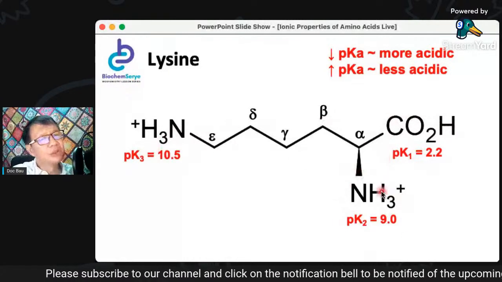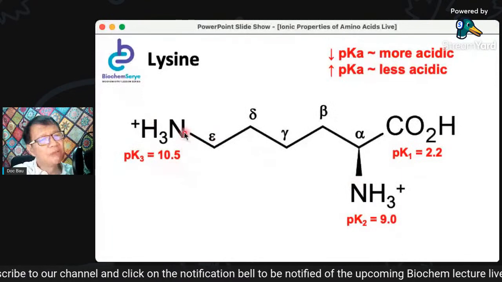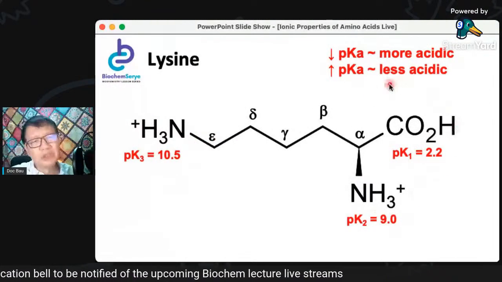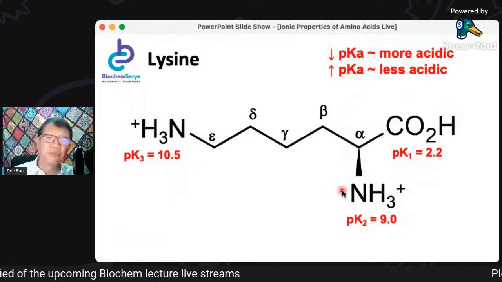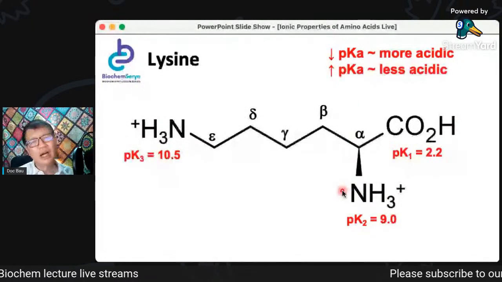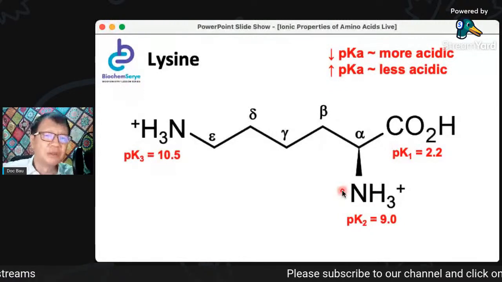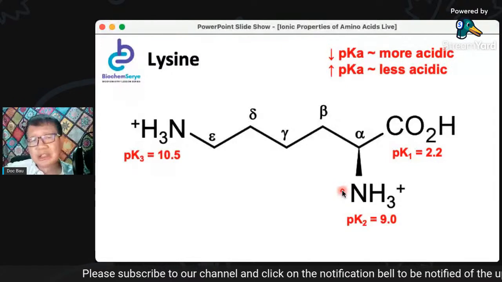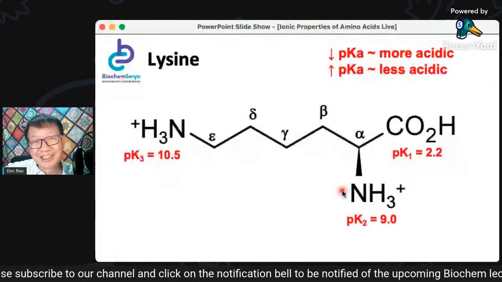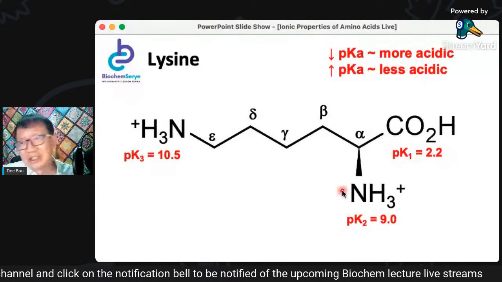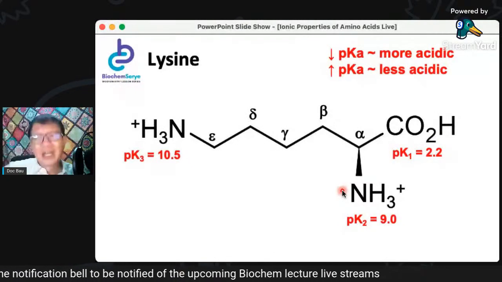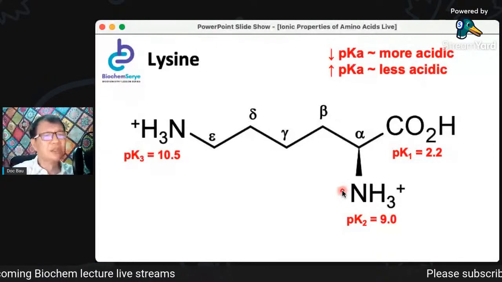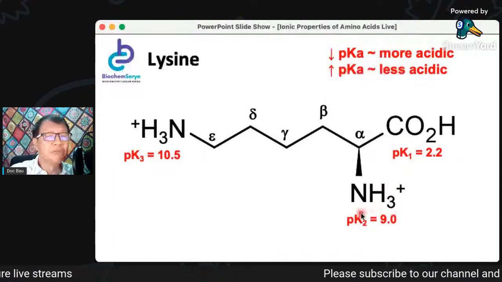Which will deprotonate next? Will it be your alpha amino or your epsilon amino? Which will give off its hydrogen ion first? The one with the lower pK2. In other words, the one that is more acidic or less basic. I know it's confusing. So it's your alpha amino because it has the lower pK value.